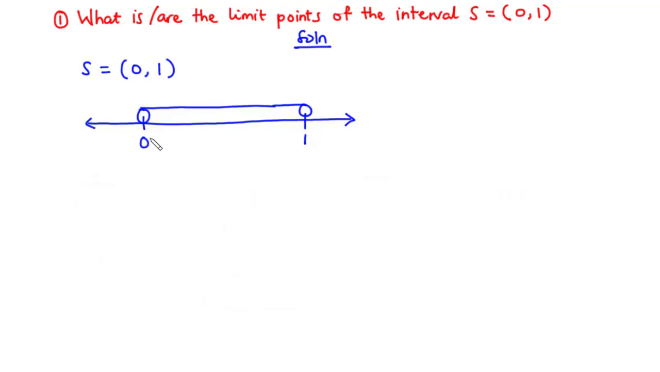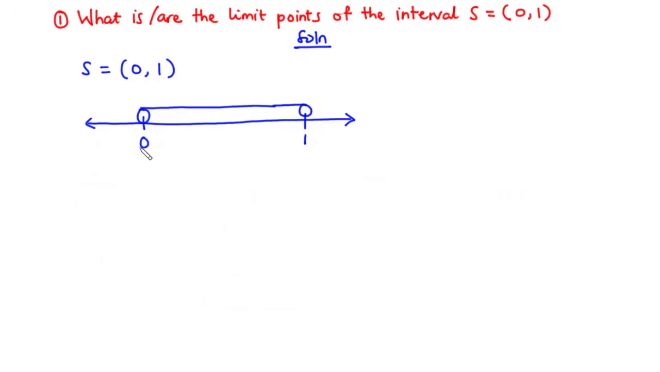Now since we have 0 and 1 to be the only end points of this interval, let's investigate whether 0 and 1 are limit points of this set. So for 0 to be a limit point of this set, then the delta neighborhood of 0 intersection S should contain infinitely many points. Now for 1 to also be a limit point of this set, then the delta neighborhood of 1 intersection this set should contain infinitely many points.